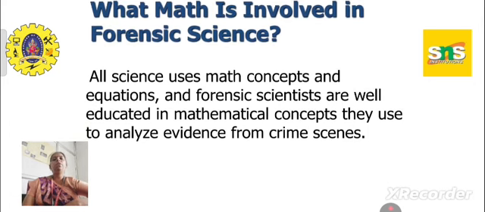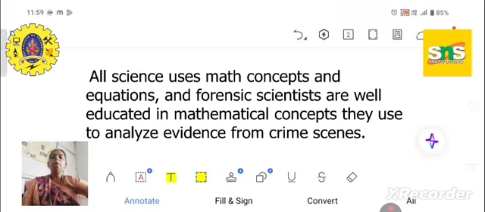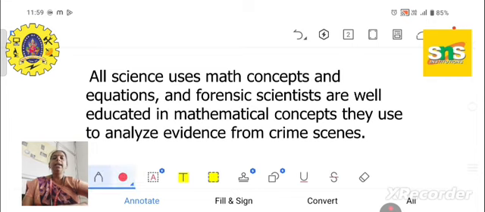What math is involved in forensic science? All sciences use math concepts and equations, and forensic scientists are well educated in the mathematical concepts they use to analyze evidence from a crime scene. So, by using eigenvalue and eigenvector applications and concepts, the forensic scientists will analyze the evidence from the crime scene.